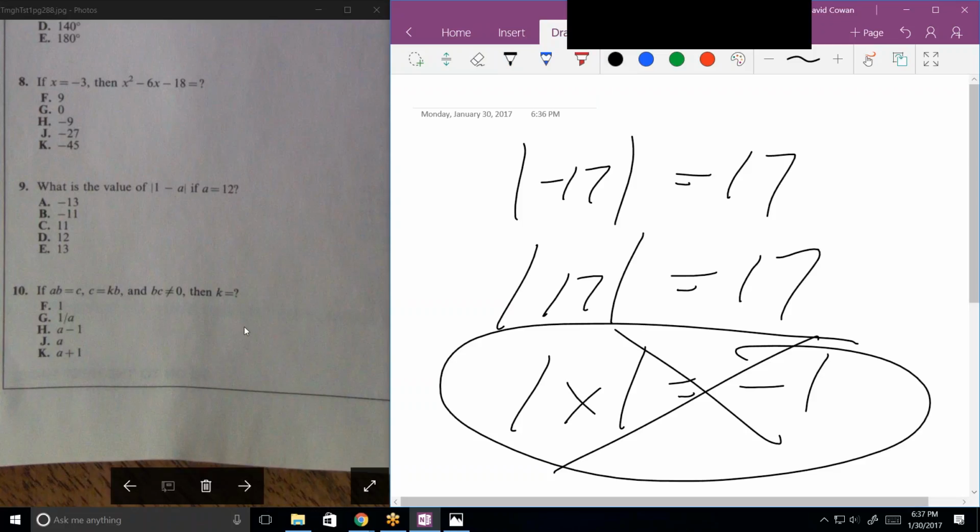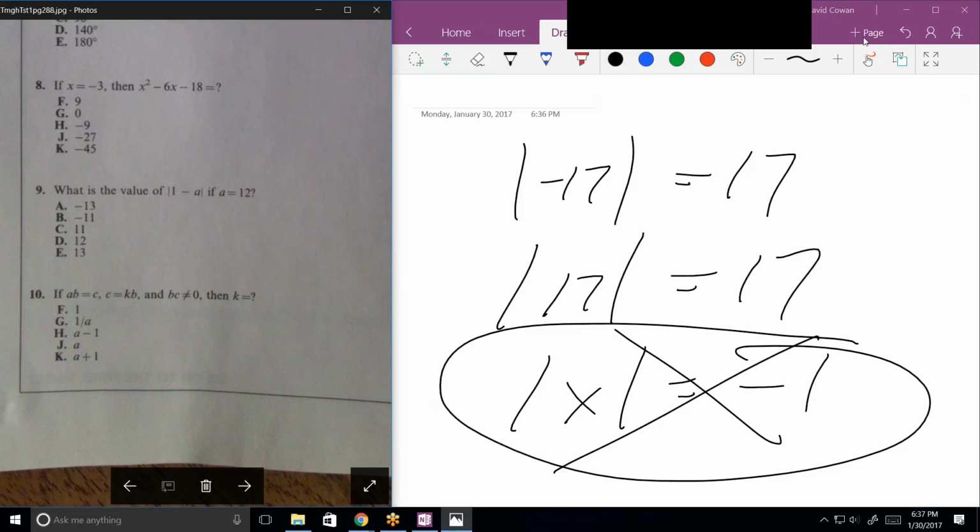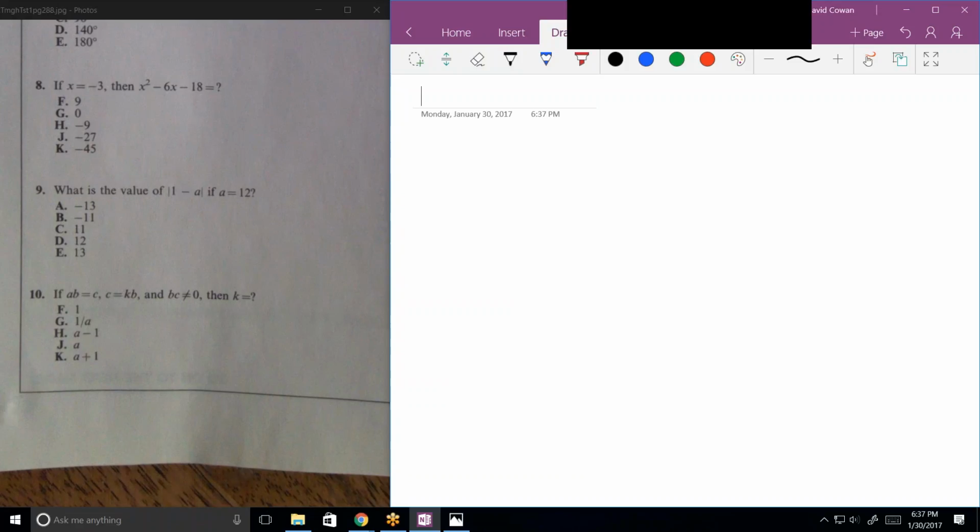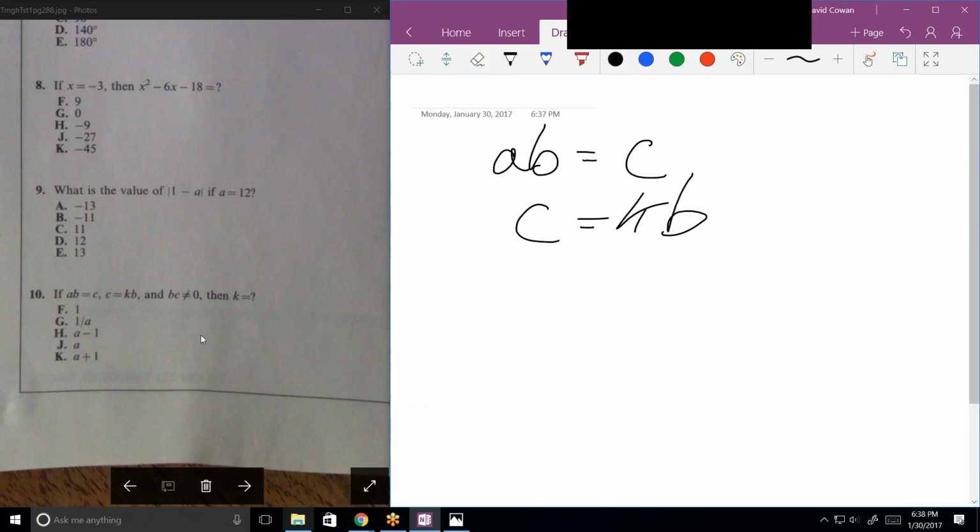Number 10. If AB equals C and C equals KB and BC does not equal 0, then K equals, oh my gosh. Sometimes it helps to write it out, and rarely pay attention to things like BC is not equal to 0. Those almost always mean that you can't divide by 0.